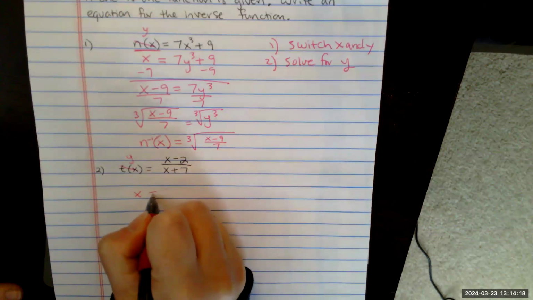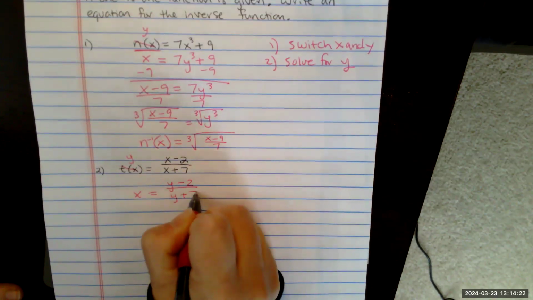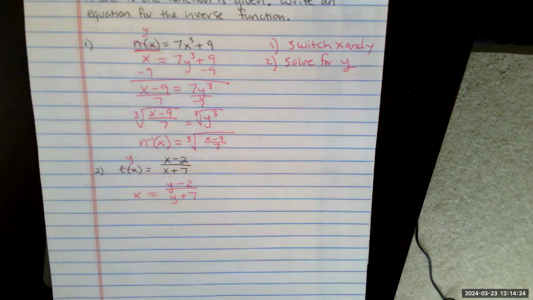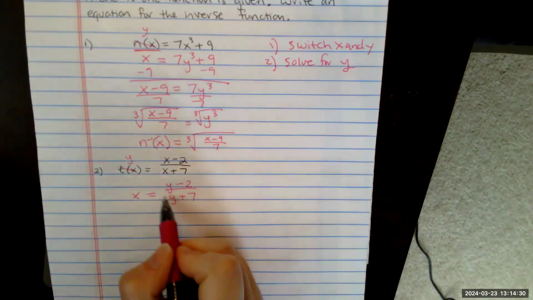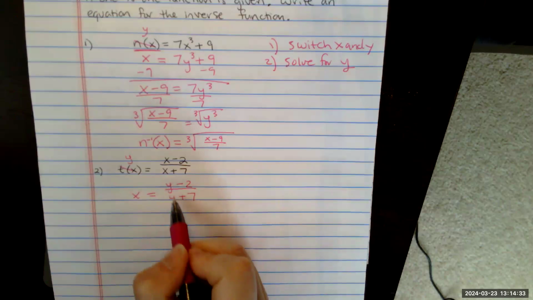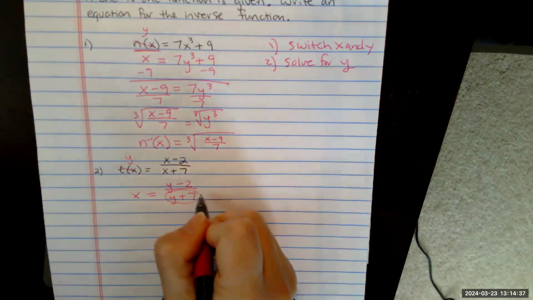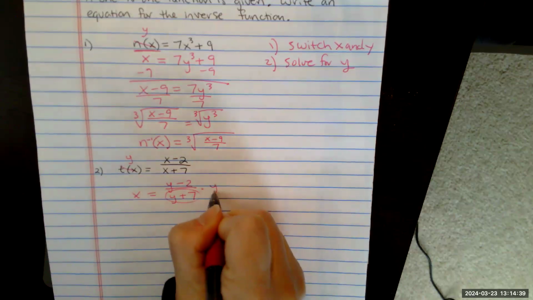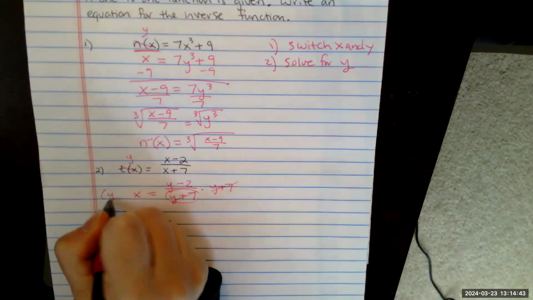So now I'm going to rewrite the problem, switching where the Y's and the X's are. So anywhere there was a Y, I put X. Anywhere there was an X, I'm putting Y. And now I need to solve for Y, but this is going to be a little trickier because I have two of them. So the first thing I'm going to do is multiply both sides by that Y plus 7, so I don't have this big old fraction anymore.